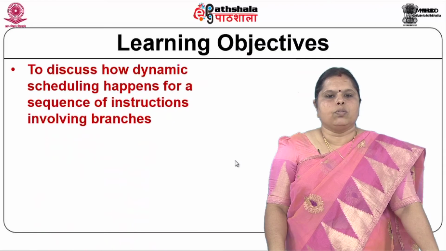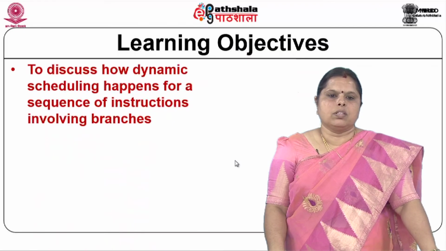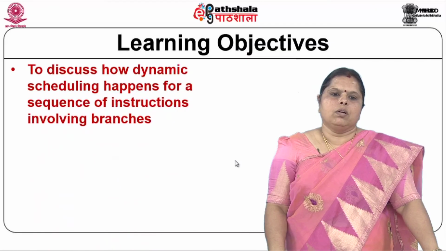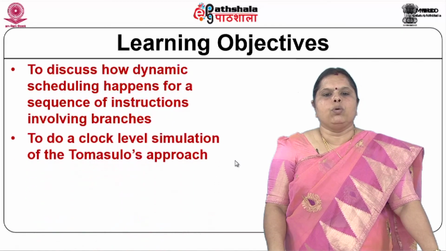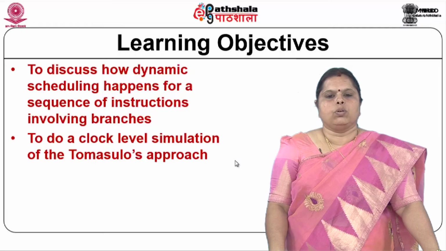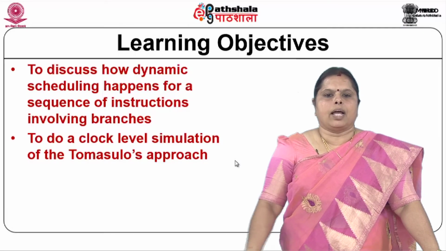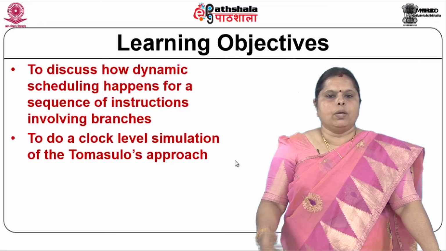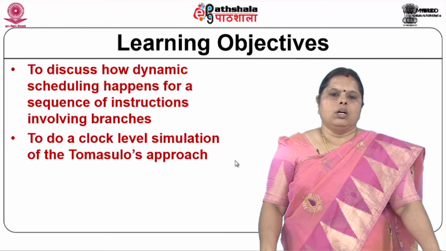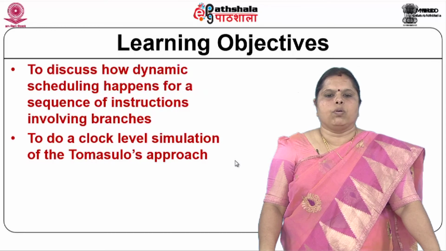The objectives of this module are to discuss how dynamic scheduling happens for a sequence of instructions involving branches, and of course we will do a clock level simulation of the Tomasulo's approach to give a clear idea of how branches are handled, how dynamic unrolling happens, and how these instructions execute out of order.